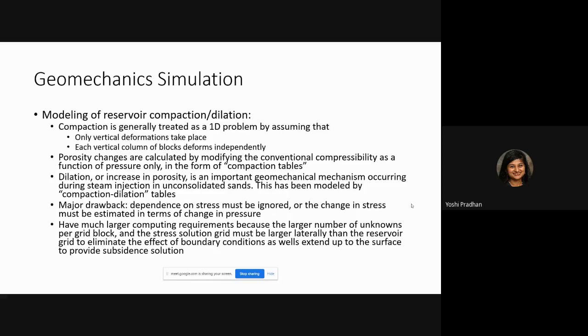The major drawback is that dependence on stress must be ignored, or the change in stress must be estimated in terms of change in pressure. And they have much larger computing requirements because of the larger number of unknowns per grid block, and the stress solution grid must be larger laterally than the reservoir grid to eliminate the effect of boundary conditions, as wells extend up to the surface to provide the subsidence solution.